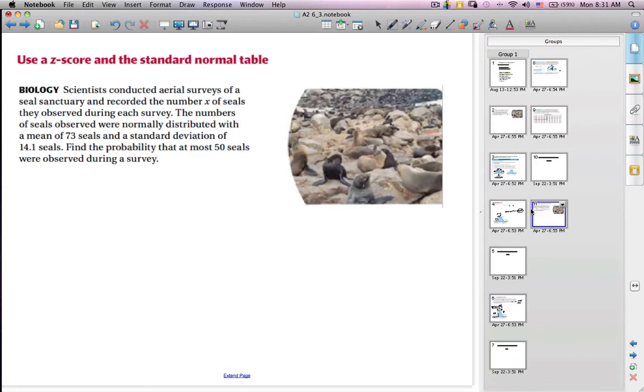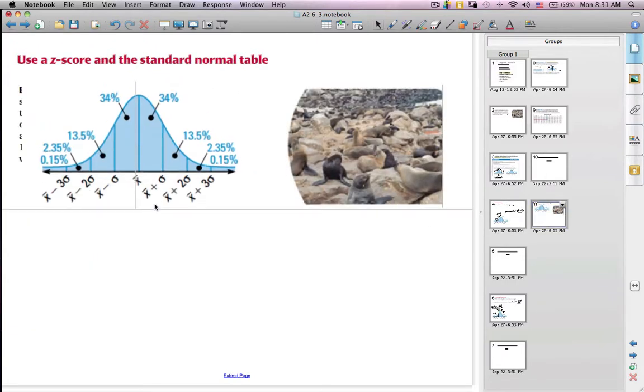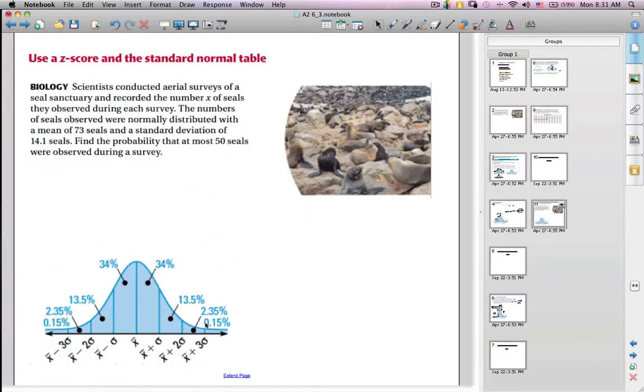So here we go. We've got these seals, and I'm going to go back and snag that little image and put it on my slide here because it's helpful. It's easy to take the bell curve and then label it as opposed to trying to create it from scratch. So I know that I have a mean of 73 seals, so 73 goes right here, and a standard deviation of 14.1.